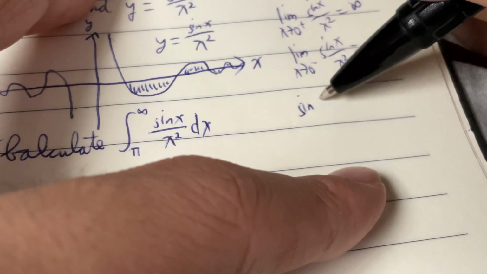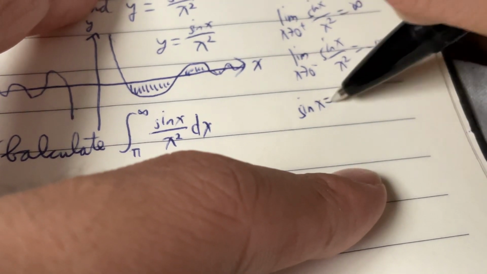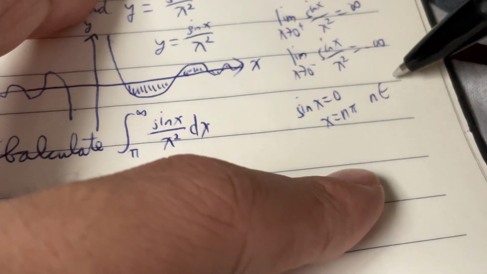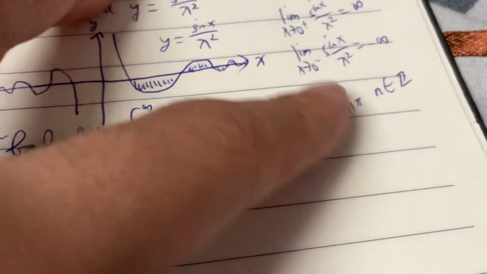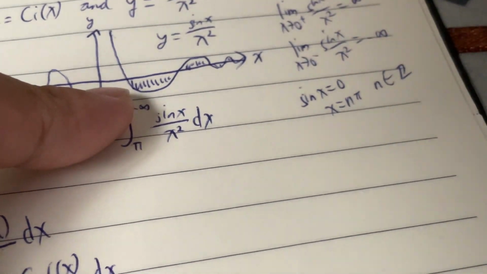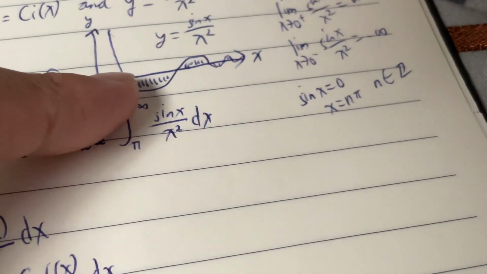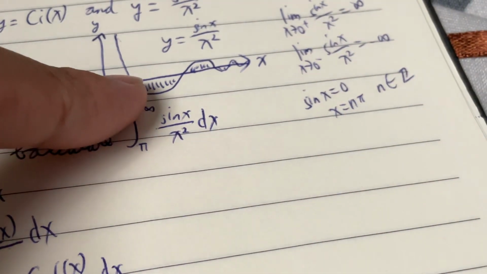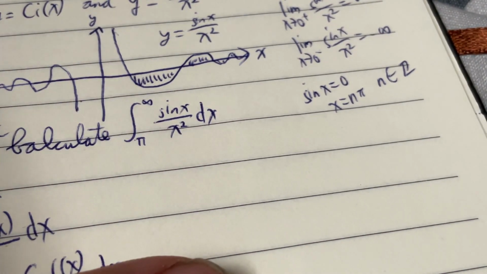Sine x is equal to 0, and then x needs to be n pi, where n is for all integers, and you get a 0. And here we know the lower limit should be the x-intercept, right? So we want y equal to 0.